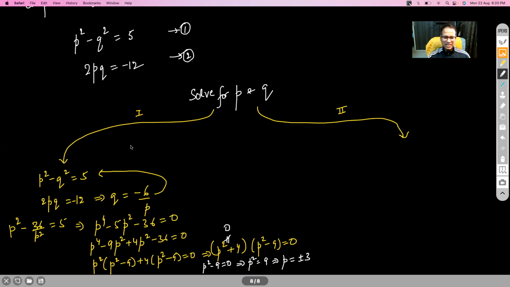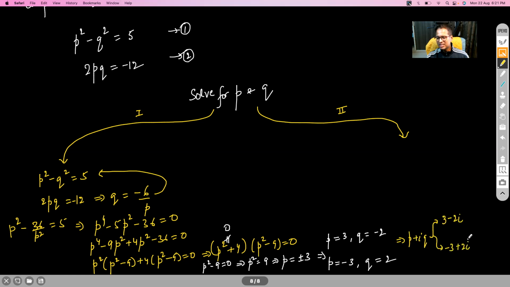Okay. If p is plus 3, okay, let me write it here. If p is plus 3, what is q value then? Look at this equation. Minus 2, correct? And if p is minus 3, then what is q value? Plus 2. Okay. So what does this imply? This implies that your p plus iq can take two values, which is 3 minus 2i and minus 3 plus 2i. So these are your answers for this given question. So these are your square roots of your complex number.